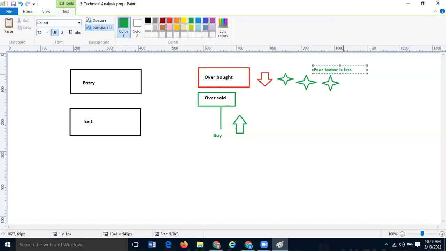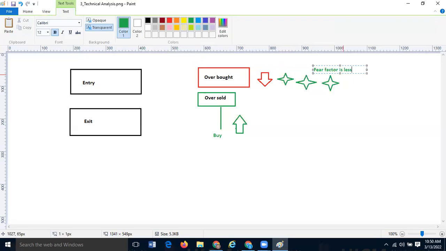When the market was at 17,500, I am talking about the Nifty levels, you saw that the fear factor was less. Everybody was buying at that point of time, and the market went to 18,000. It was an overbought position. Technical indicators were showing it, but still people were buying, buying, buying.